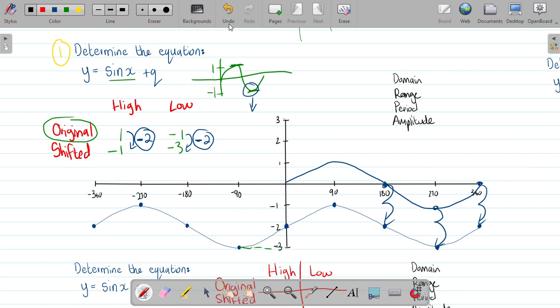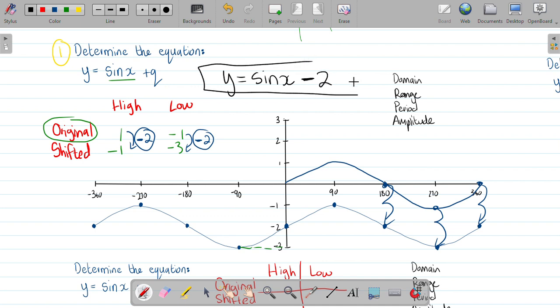With all of that, those wise words being said, the answer, let me just make some space here. The answer for determining this equation is y is equal to sin x, and it was shifted down 2. So this is the answer for this graph over here. Let's go ahead and answer the domain, range, period, and amplitude question over here.